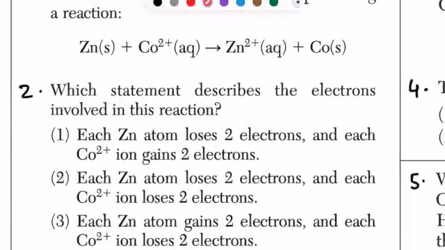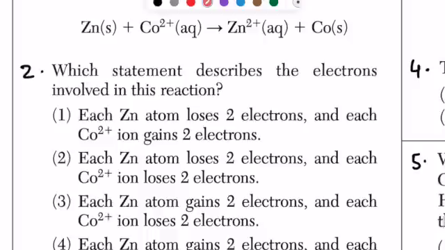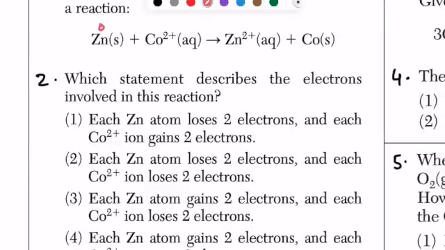Which statement describes the electrons involved in this reaction? So we see that zinc is going from a charge of 0 to a charge of +2. That means zinc is losing electrons. So each zinc atom loses 2 electrons, and each cobalt atom in this case is gaining those 2 electrons. So zinc loses 2 and cobalt gains 2.